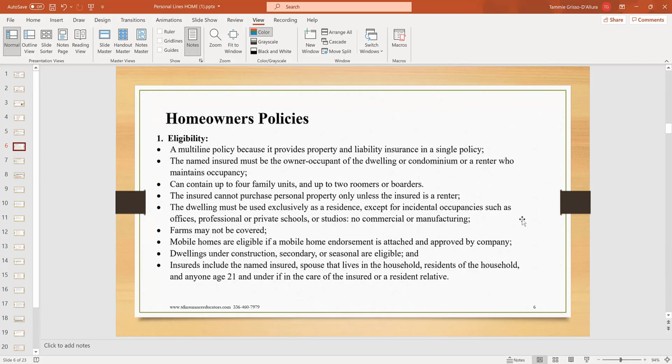Now, there are a lot of people that are covered under this homeowner policy, and it's not just the named insured, like our Tom Smith that we use, for example. It would include the spouse, as long as they live in the household. It would include residents of the household. Maybe it is their mother that lives with them, or maybe an uncle lives with them. Also, anyone aged 21 and under in the care of the insured. So what does that mean? That means like a foster child would be a great example for someone that is in the care of the insured. And their things would be protected as well.